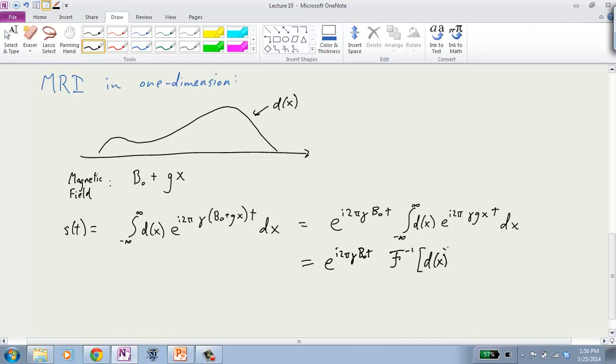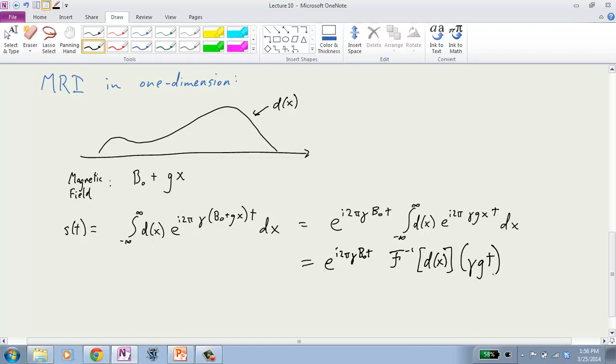Now, d of x is being interpreted. An inverse Fourier transform, we usually think of some function of f. It doesn't matter what the argument is, right? It's just a function. This is an inverse Fourier transform of that function d, but it's not exactly. It's evaluated not at the point t, but at the point γGt. So it's an inverse Fourier transform of d, but then you substitute the argument with γGt instead of just t. You see that?